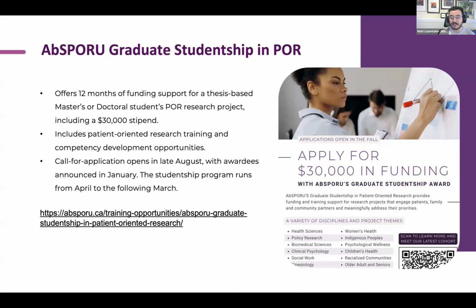And there's also the graduate studentship, which I believe the deadline's passed this past year. It's usually in November, December. But the graduate studentship is open for any trainee in Alberta who's doing a patient-oriented research project to apply to. And so there's some funding there for graduate students looking to complete their patient-oriented research projects.